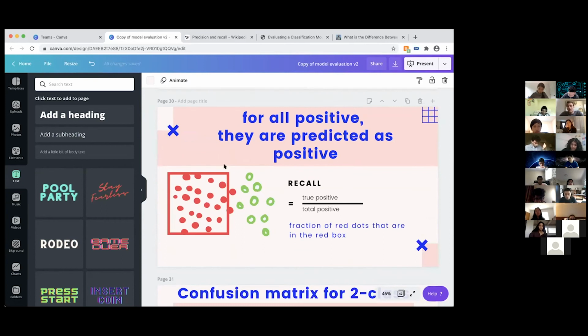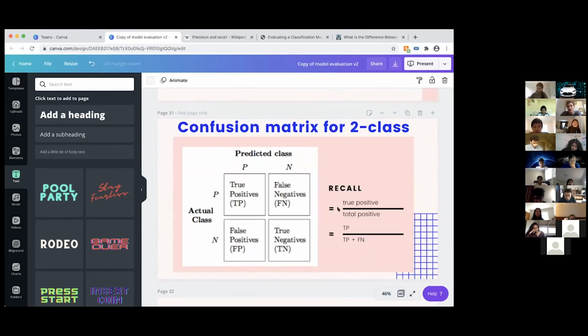The next concept that we want to discuss is recall, and recall is also going to be important. For all the positives, we want to make sure they're predicted as positive. So we're talking about the fraction of red dots that are in the box. These are the true positives. So we're going to take all the red dots that are in the box divided by the total number of red dots. The more red dots we have outside of this box, our recall is going to go down. Recall is the true positive over the total positive, so it's this box, the true positive, divided by the sum of these 2 boxes.